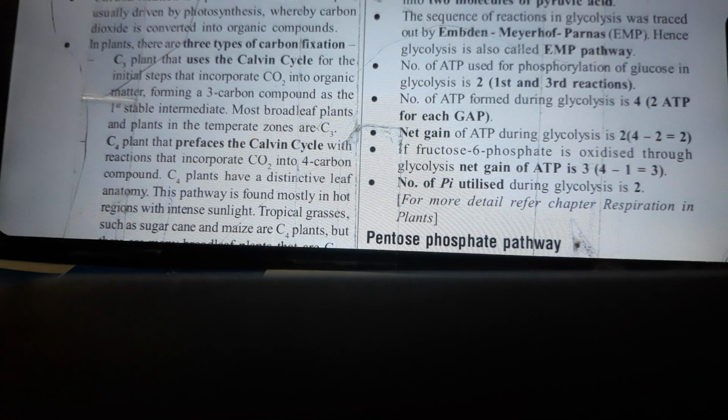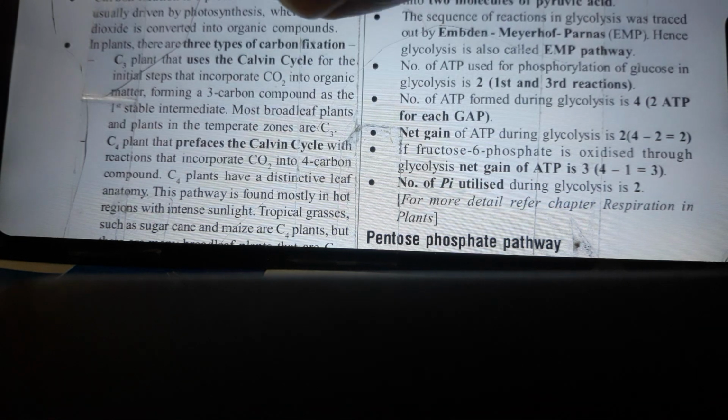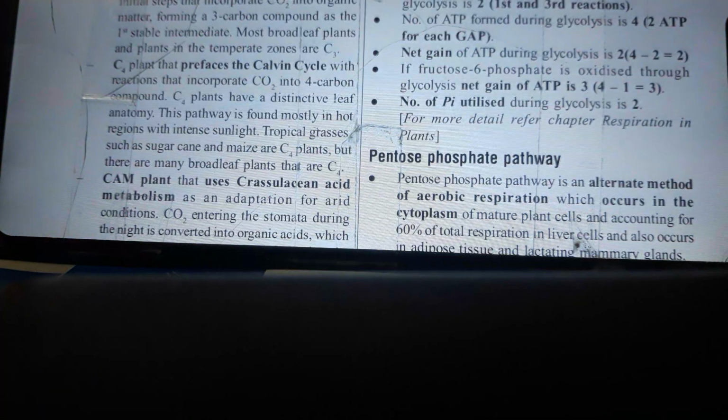In plants, there are 3 types of carbon fixation. C3 is a plant that uses the Calvin cycle for the initial steps, then incorporates CO2 into organic matter, forming a 3-carbon compound as the first stable intermediate. Most broadleaf plants and plants in the temperate zones are C3.